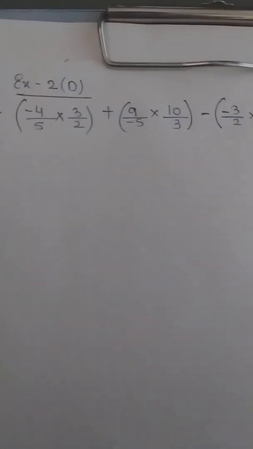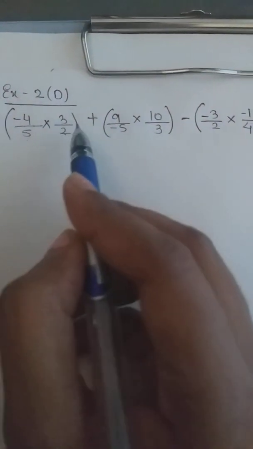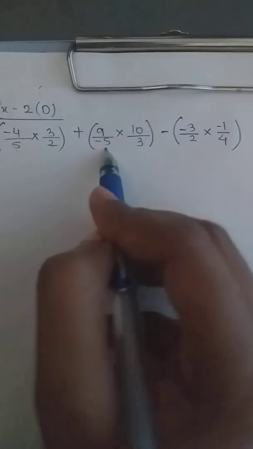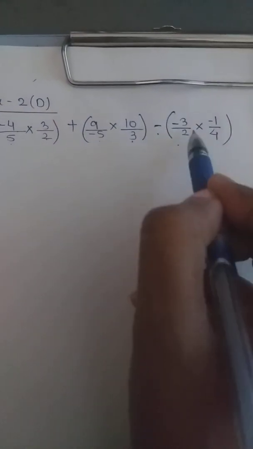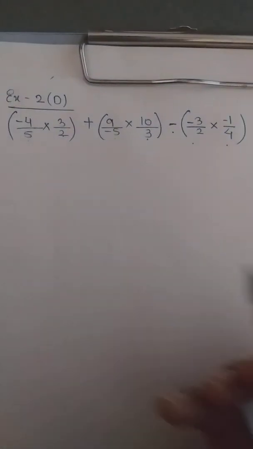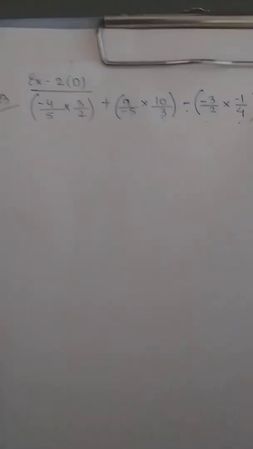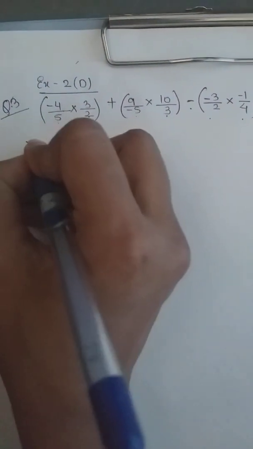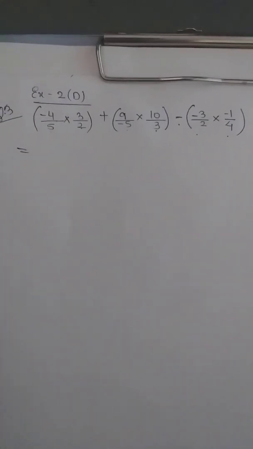The question is minus 4 by 5 multiplied by 3 by 2 in a bracket, plus 9 by 5 multiplied by 10 by 3, minus 3 by 2 multiplied by minus 1 by 4 in a bracket close. So three different brackets we have to solve in three different ways. Before that, just try to cancel the numbers wherever it is possible.